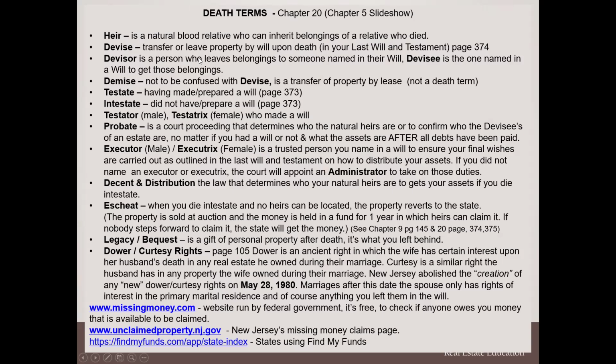Devise is a transfer or leave property by will upon death. You're doing that in your last will and testament. The devisor is the one who wrote that will, the one who's leaving that property by a will. And a devisee is the one who's receiving it. So the word devise is a transfer of property by will. If you put OR at the end of that, that's the person who's giving whatever the root word is. They're leaving property by will. And you put EE at the end of that word, and that's the person who's receiving whatever the root word is, devise. All right? Little way to know legal terminology here.